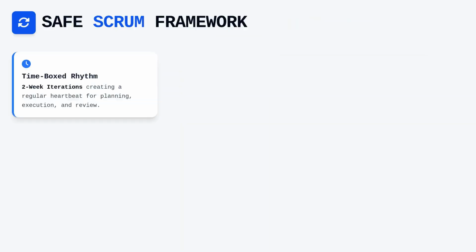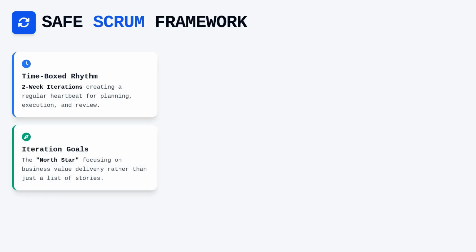SAFe Scrum is built upon the idea of time-boxed iterations, typically 2 weeks long, which force a regular heartbeat for planning, execution, and review. At the start of an iteration, the team defines iteration goals, which act as their North Star for the next few weeks. These goals are not merely a collection of stories, but a commitment to deliver specific business value, ensuring that the team stays aligned with the overall objectives of the ART.